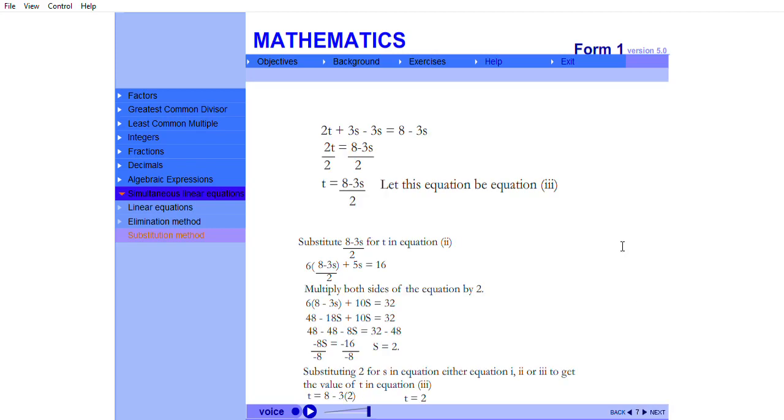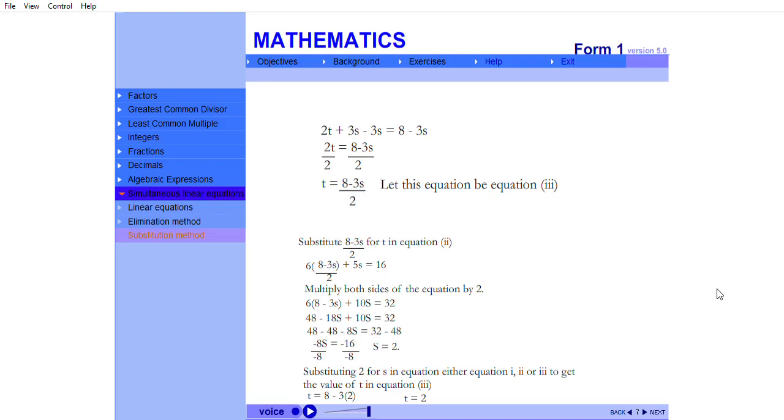Substitute 8 minus 3s over 2 for t in equation 2. 6 into brackets 8 minus 3s over 2 plus 5s is equal to 16. Multiply both sides of the equation by 2. 6 into brackets 8 minus 3s plus 10s is equal to 32. 48 minus 8s is equal to 32, so minus 8s is equal to 32 minus 48. Therefore, s is equal to 2.